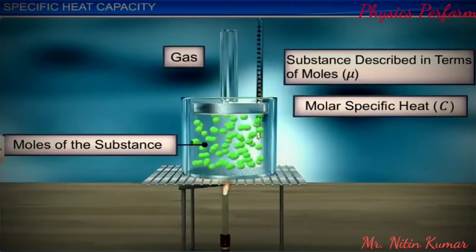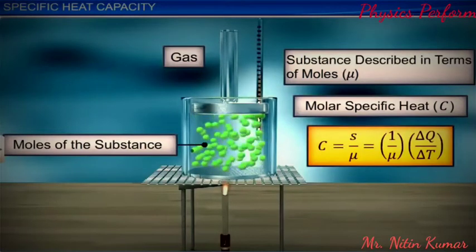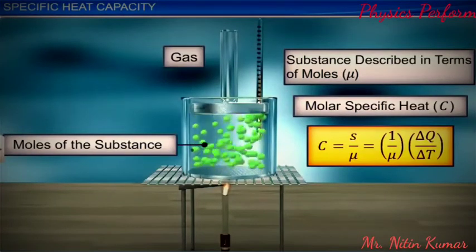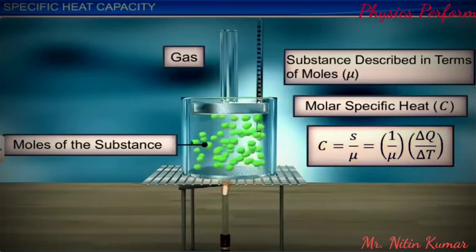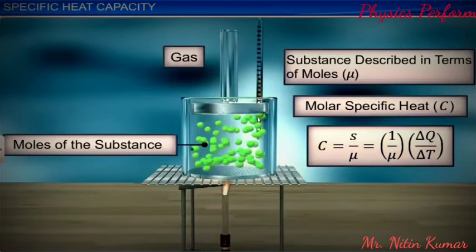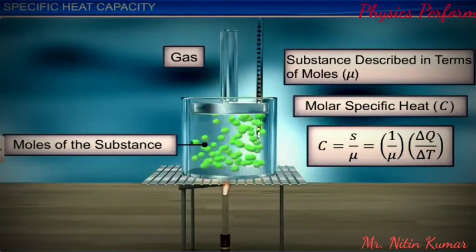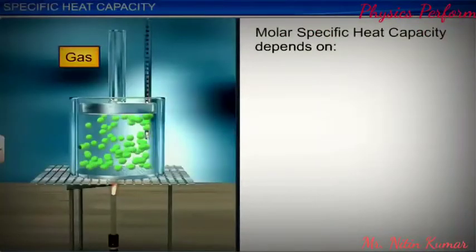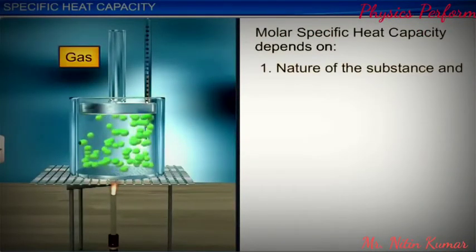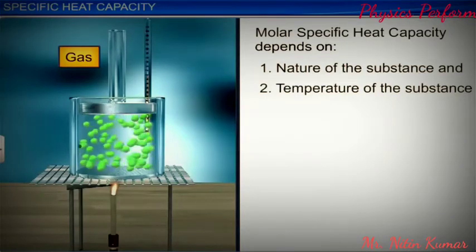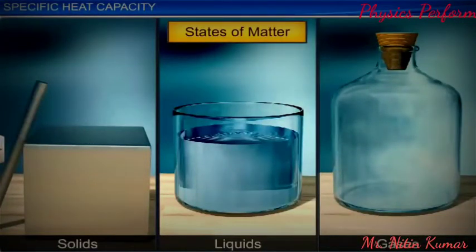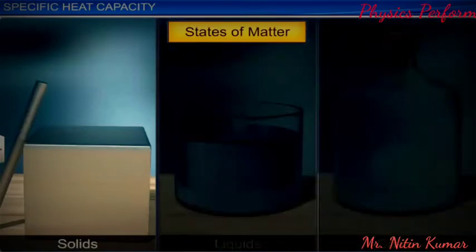This is given by C equals S by mu equals 1 by mu into delta Q by delta T. The SI unit of molar specific heat capacity, C, is joules per mole Kelvin. Molar specific heat capacity also depends on the nature and temperature of the substance. The definition of specific heat capacity is applicable for all states of matter, namely solids, liquids, and gases.